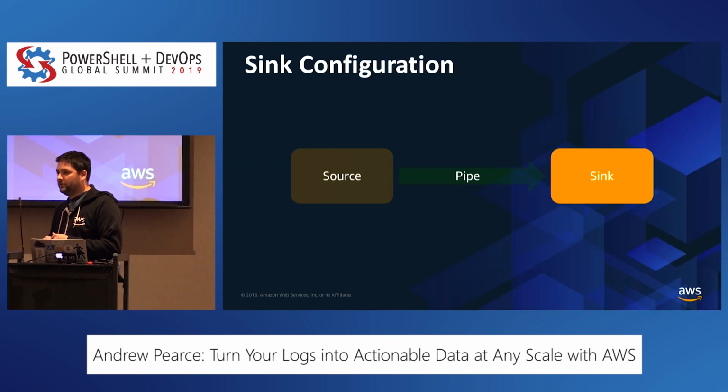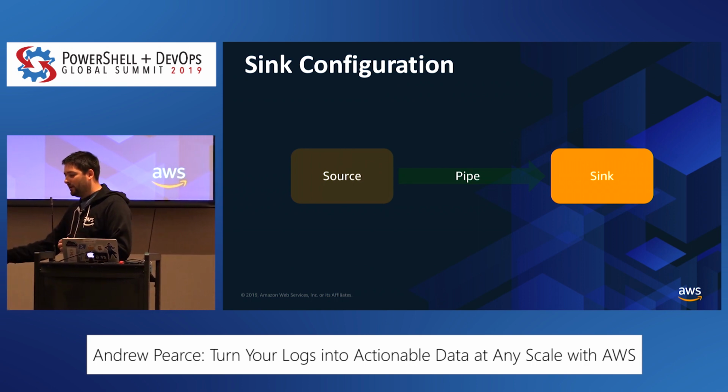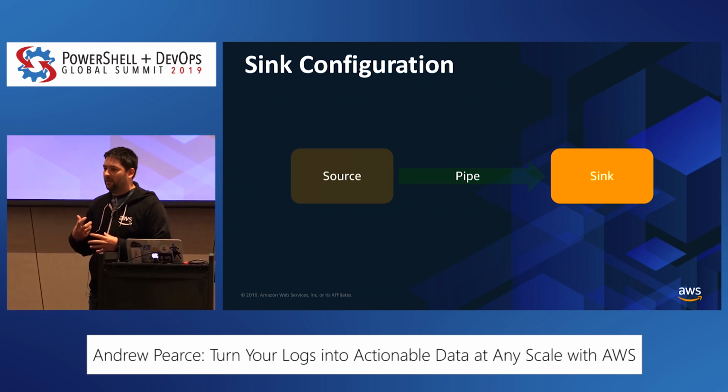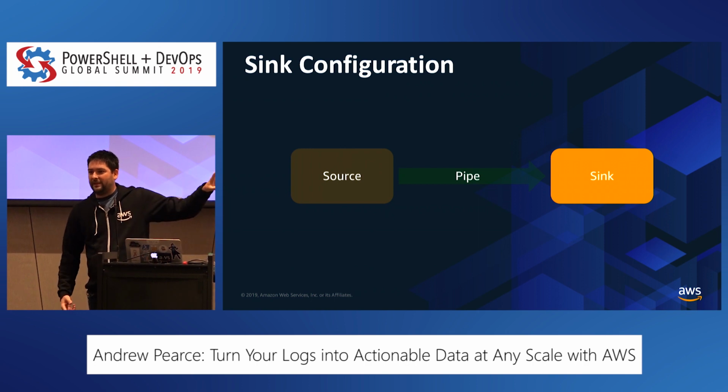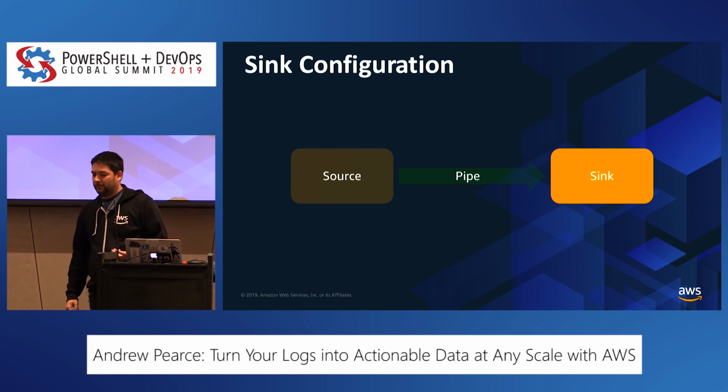So the sink is kind of the next most important bit here. We've read our data, we've structured it to a rich object, and now we want to put it to something downstream. And what can we put it to?